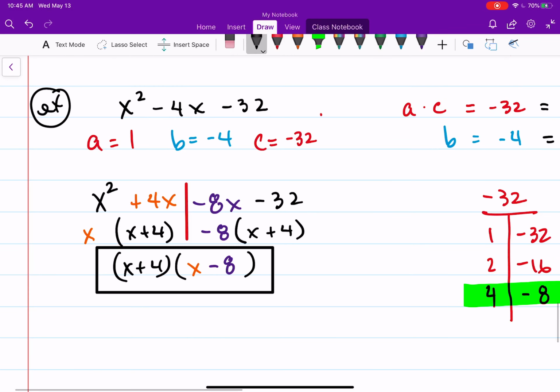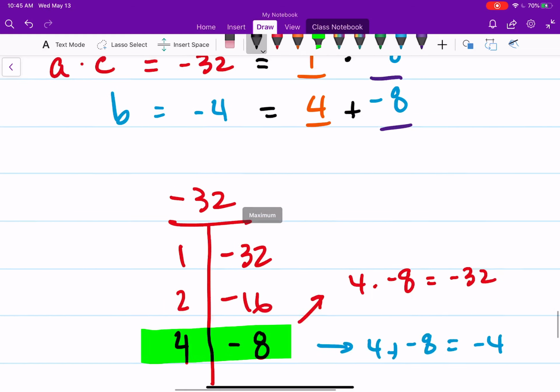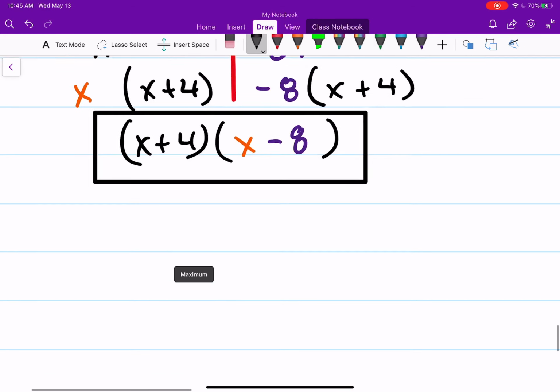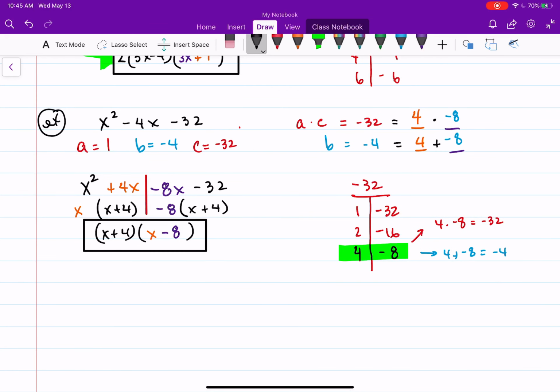But it only works when A is equal to 1. Got that? Okay, so you do step 1, you don't have to split the middle term, you can go directly to the answer. All right? Again, it only works for A is equal to 1. Nothing else. A is equal to 1.